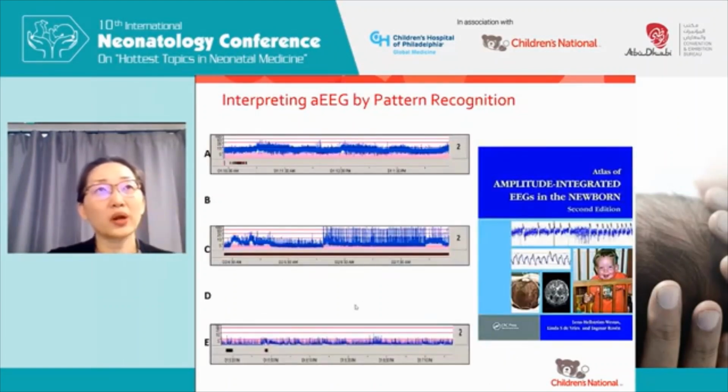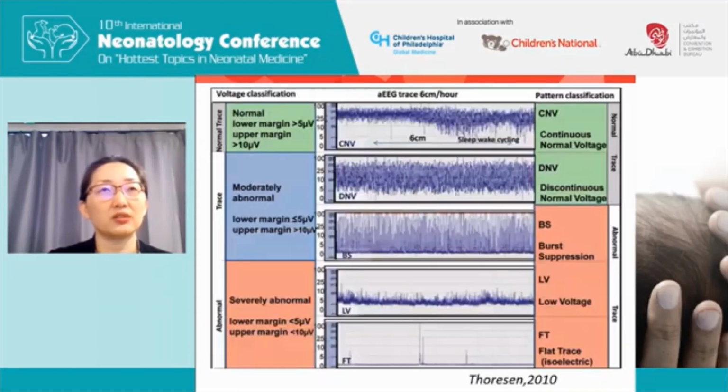So I'm only aware of one aEEG atlas, by Lena Hellström-Westas, Linda de Vries, and Ingmar Rosén, where they show you different aEEG patterns so that you recognize, again, what's normal or abnormal. This is how EEG atlases are written. But more importantly, they tell you what are normal variants or artifacts, because that is the true sign of expertise and ability to be facile with an aEEG recording.